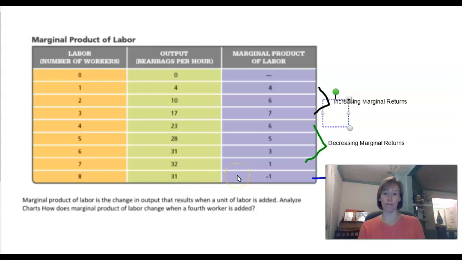Eventually, we're going to reach a point where by adding more workers, we are actually making fewer bean bags than we were. I want you to think about why that would happen. Why, if there's that fixed supply of other resources, would this be a problem? I'm pretty sure you can figure that out.